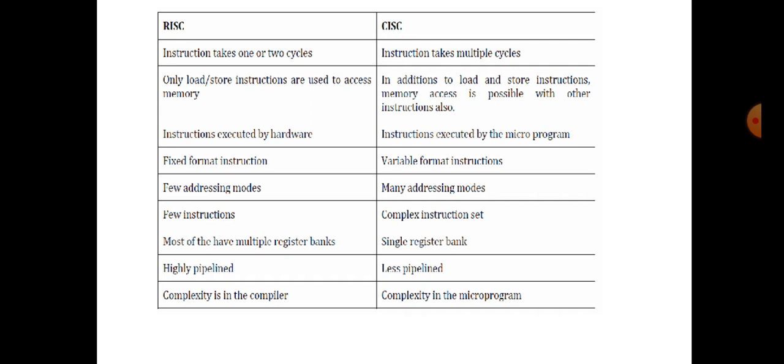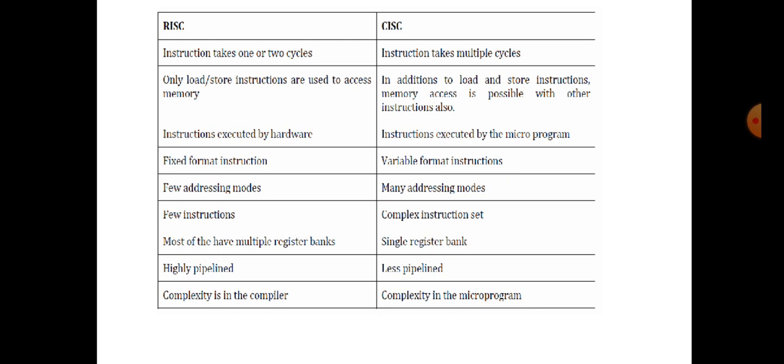In case of your RISC machines, they have multiple register banks, whereas in case of your CISC, we have a single register bank. That is a group of registers, what we call as your register banks. Then in case of RISC machines, they are highly pipelined, whereas your CISC, they are less pipelined.